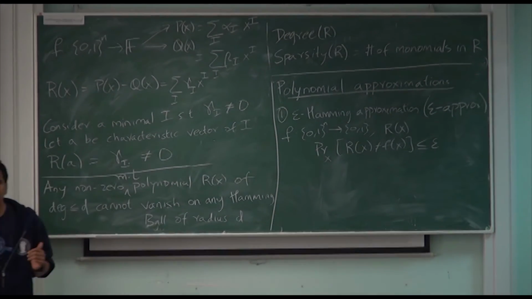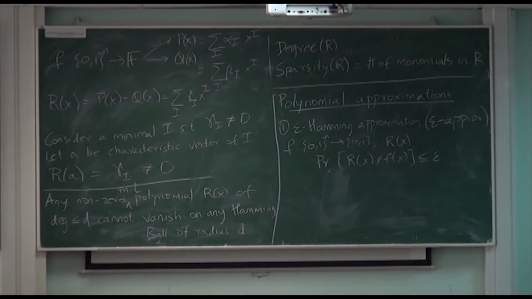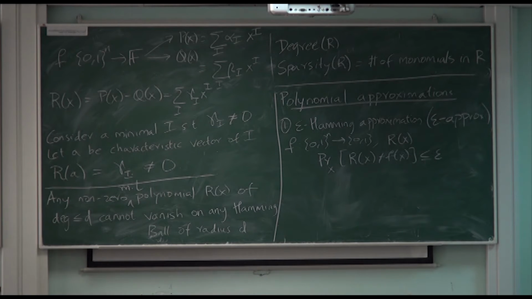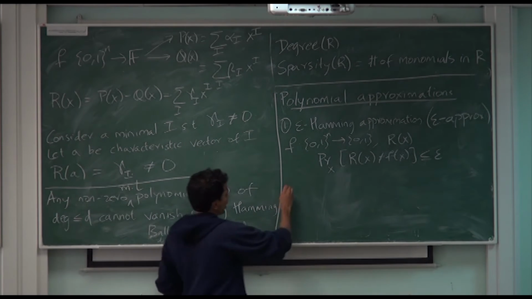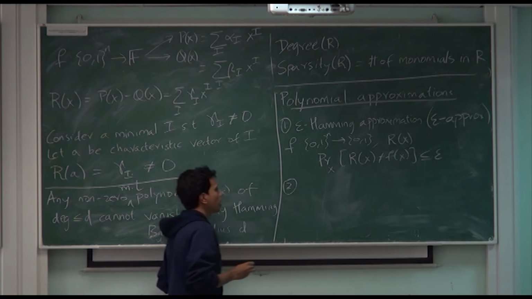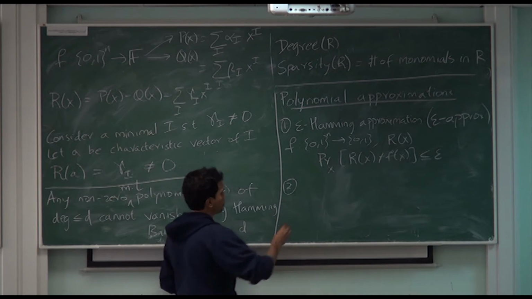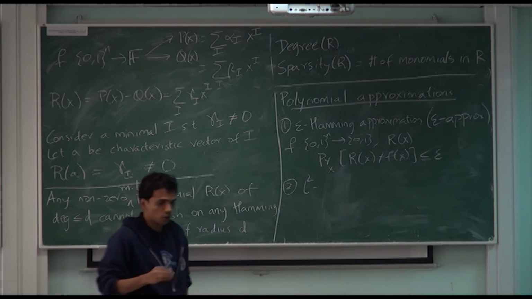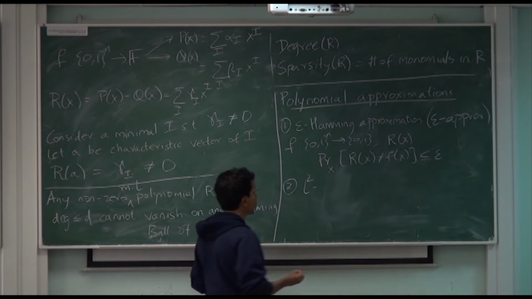So here the polynomial is essentially penalized for every input where it differs from the original function. It doesn't matter by how much. There are also other notions of approximation which are relevant in circuit complexity and other places, where you actually look at how much the polynomial differs from the value of the function.